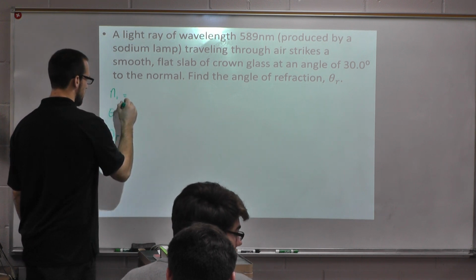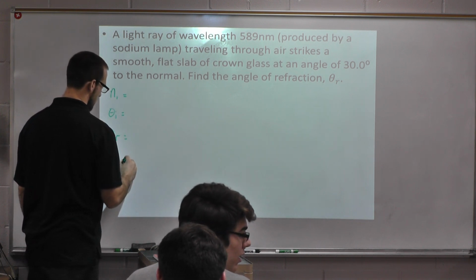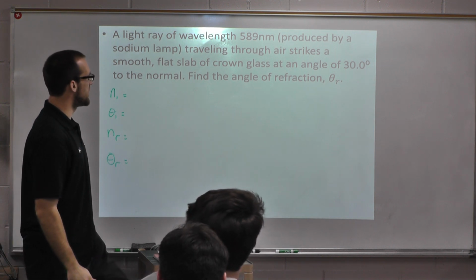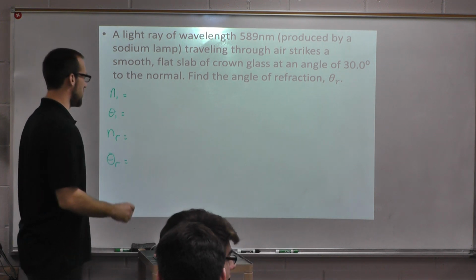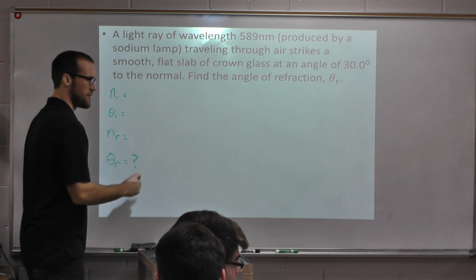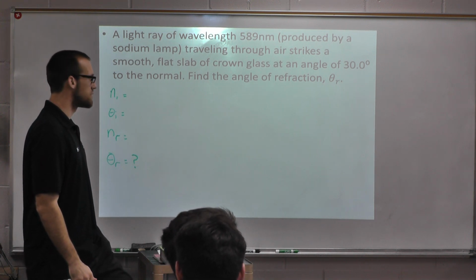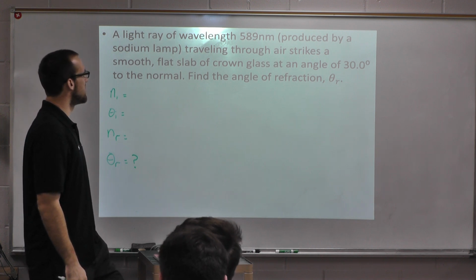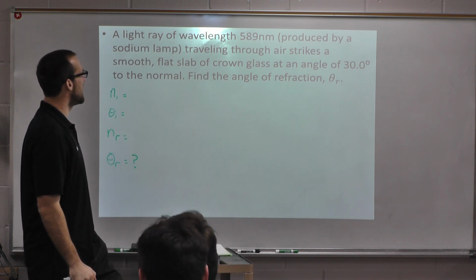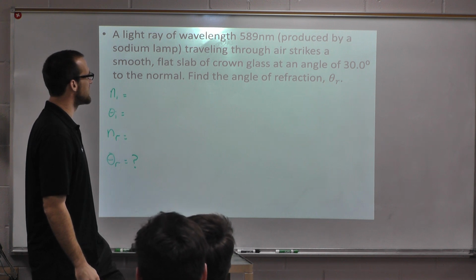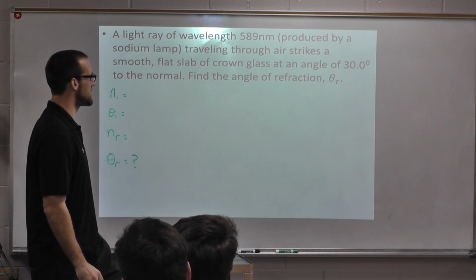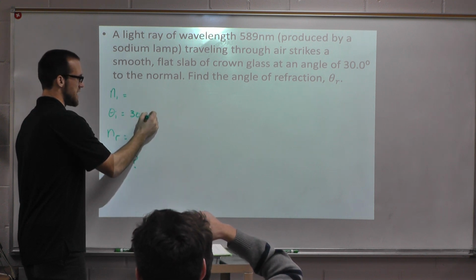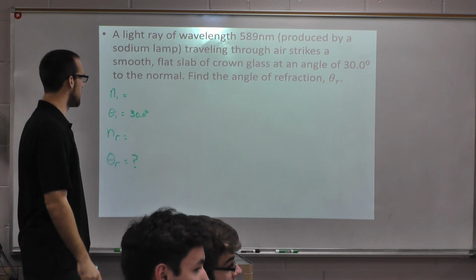Oh, what's a crown glass? What's a crown glass? All right. So, let's look up here and see what information we know. First off, we want to solve for this, correct? Yes. Then it says that the light travels into the glass at 30 degrees, so that would be the angle of incidence.